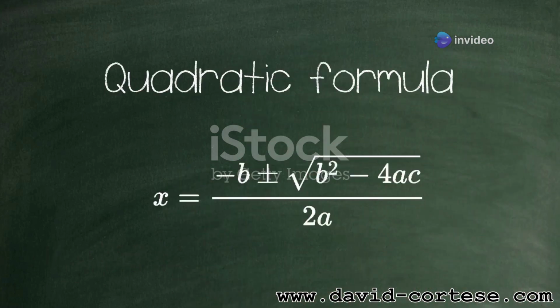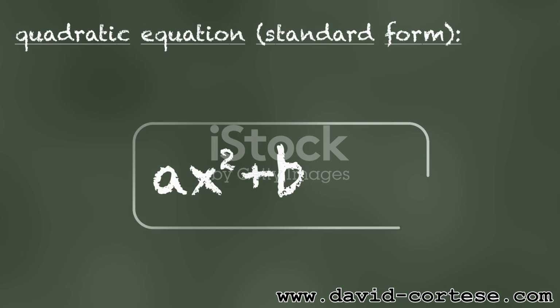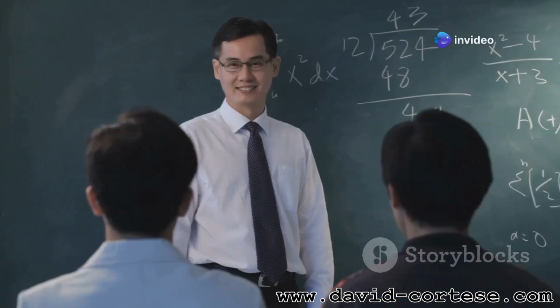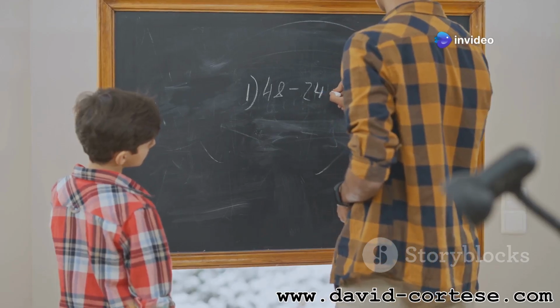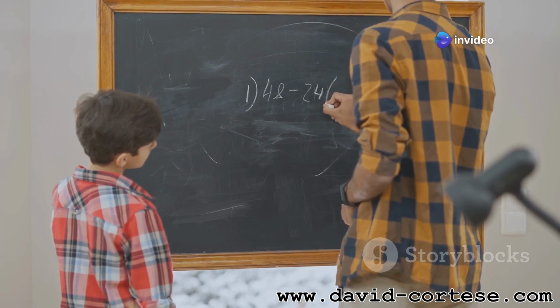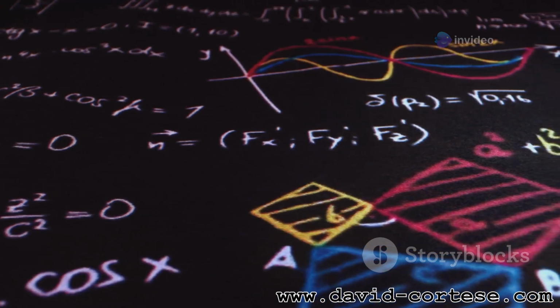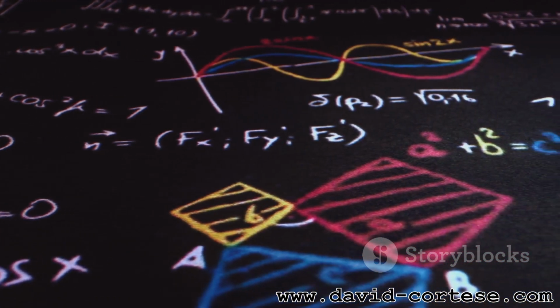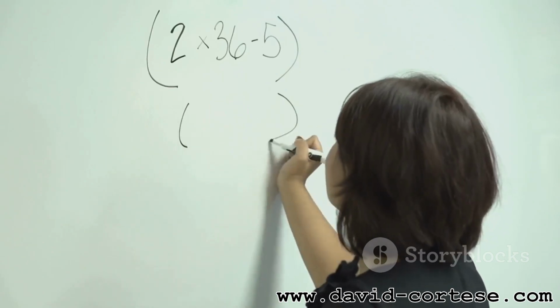Every quadratic equation has a secret code, a standard form it likes to wear. This standard form is ax squared plus bx plus c equals 0. Don't let the letters scare you. Here's the breakdown. a, b, and c are numbers called coefficients. They tell us things about the shape and position of the parabola. x is our variable, the unknown we want to find.